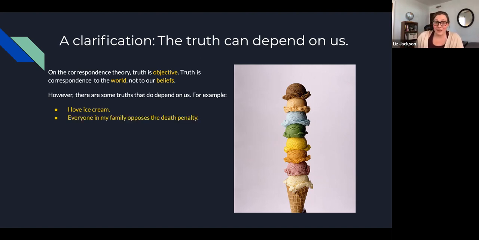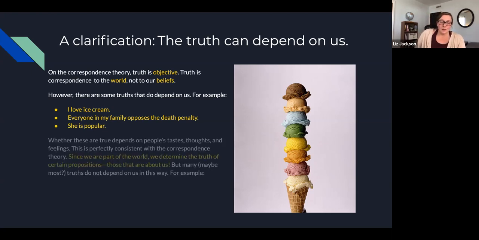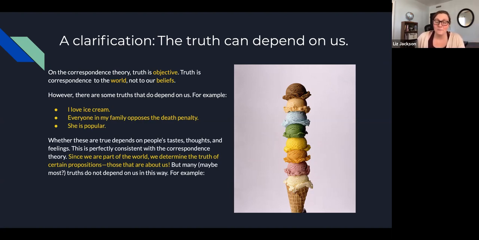Another example, "Everyone in my family opposes the death penalty." That truth is going to depend on the opinions of my family. Or "She is popular." The truth of that is going to depend on people's beliefs or opinions about whoever she is, right? So whether these things are true does depend on people's tastes and thoughts and feelings. But this is actually totally consistent with the correspondence theory. And this is because we as human persons are a part of the world. And since we're a part of the world, remember, truth is correspondence to the world. So certain propositions are going to depend on us, and it's those that are about us, right?